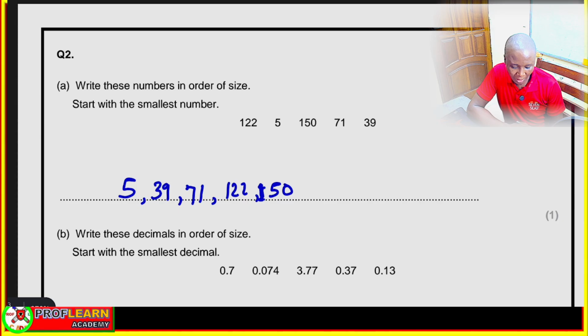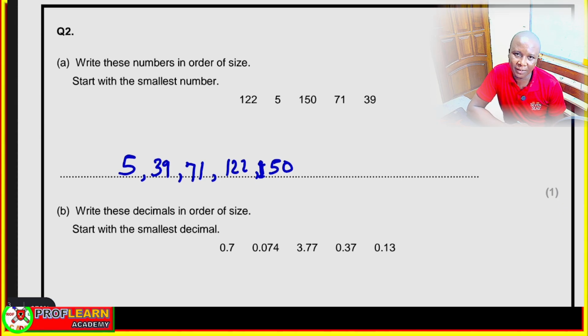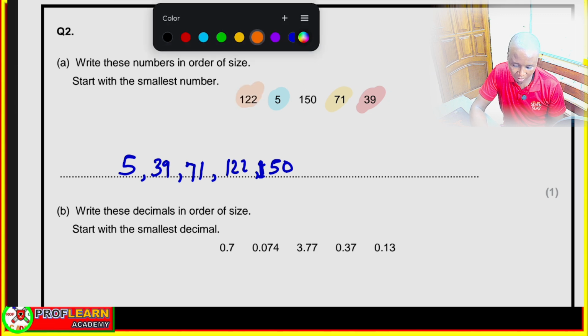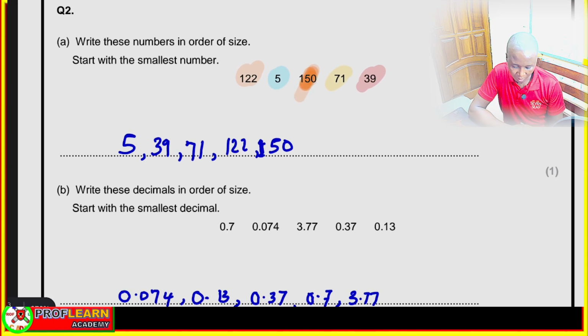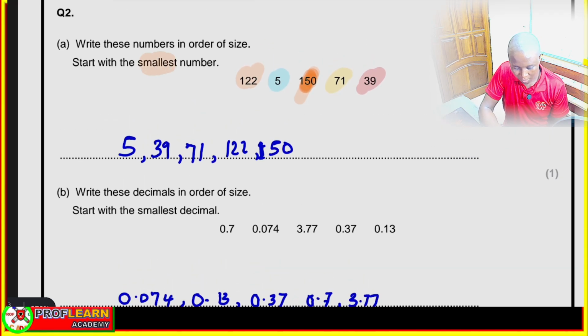And then you can be given questions whereby you are supposed to arrange numbers in order from the smallest to the largest, or from the largest to the smallest, depending on what you are told. You can see 5 is the smallest, followed by 39. Then we have 71 appearing there, and then 122. Then the largest is going to be 150. So that's what you're supposed to do. Remember to check what you are starting with. Start with the smallest, if that is what the question is asking you.